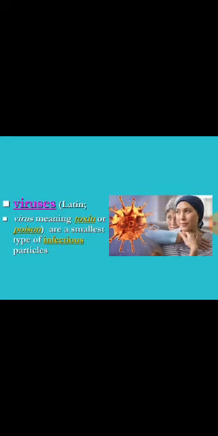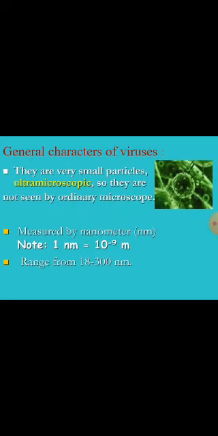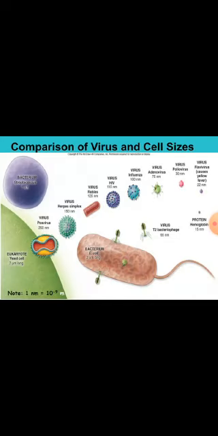Viruses are the smallest infectious particles. Their size is measured in terms of nanometer. Their size ranges from 19 to 300 nanometer in diameter. In comparison to other organisms like bacteria, viruses are much smaller. For example, E. coli is about 2 micrometer in diameter. So you can imagine how small the virus can be.